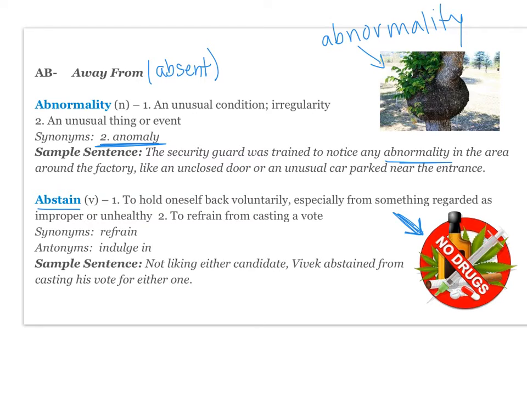The second definition is what your sample sentence is giving you. So not liking either candidate, Vivek abstained from casting his vote for either one. So you'll hear about in a vote in Congress, perhaps, candidates abstaining from voting if they decide not to vote.